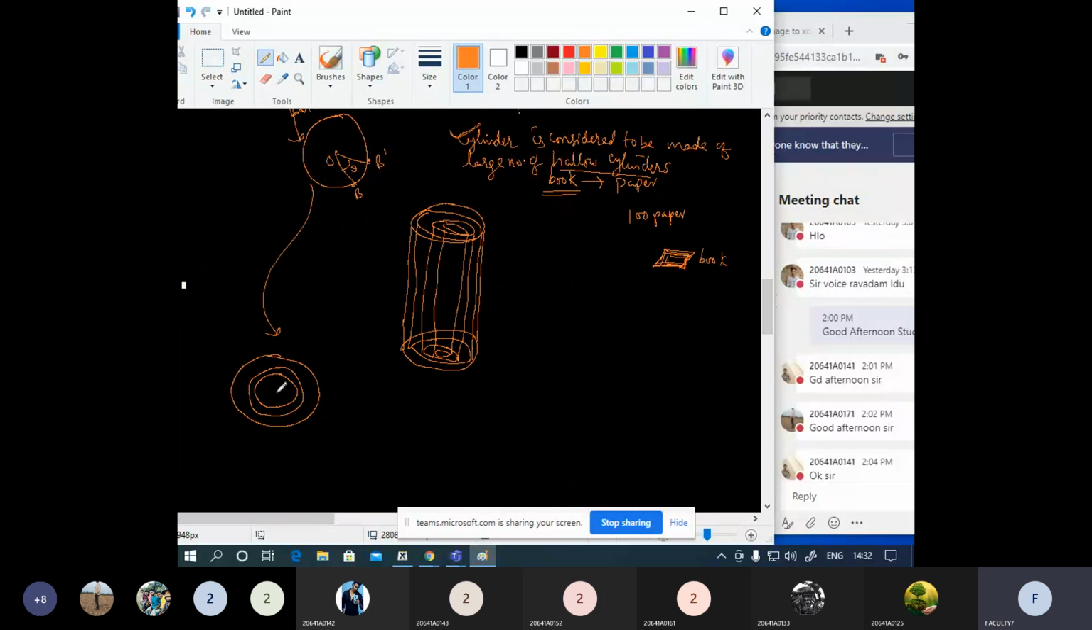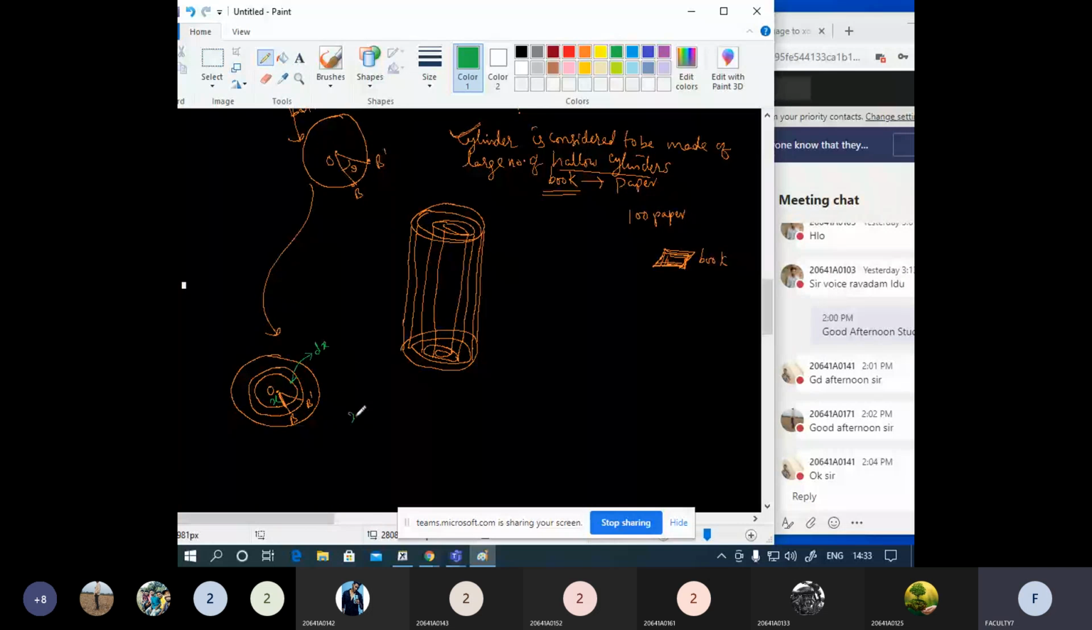Now consider this as point O, and we are going to consider B and B dash. Let me take x as the radius of the cylinder. Here x is the radius of the hollow cylinder we have drawn, and this is the thickness or the width of the hollow cylinder.